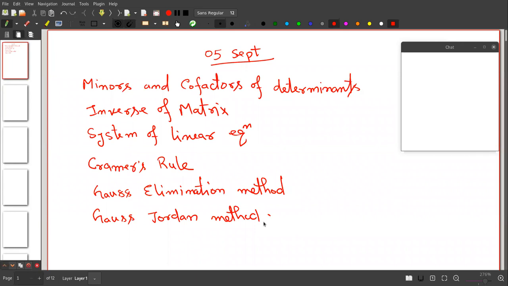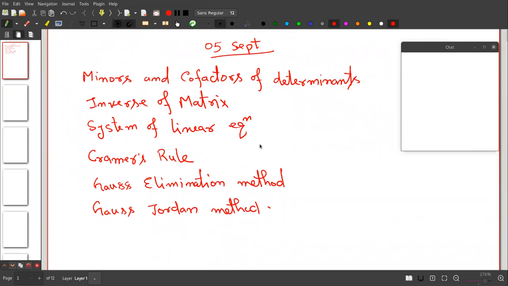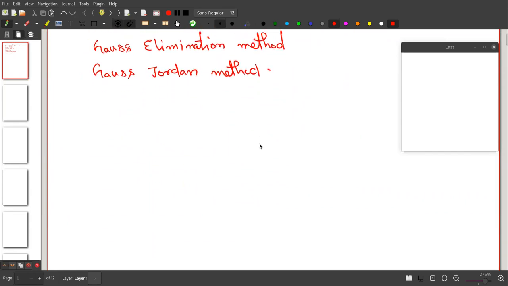Okay, so let's start. In the previous lecture, we have seen how we can calculate the determinant and the multiplication of matrices. So let's see the correct way of finding the determinant.